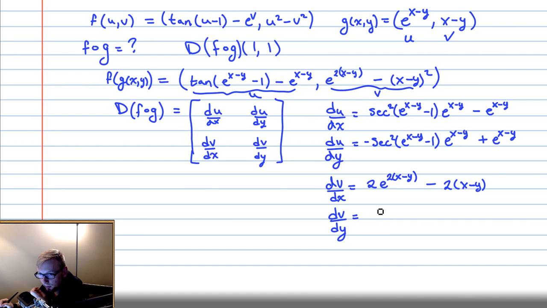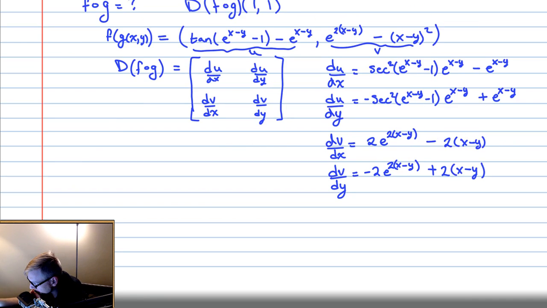Okay. dv dy. How are we going to do this one? Pretty much the same thing, but now there's negative signs involved. This will just be negative 2e to the 2x minus y. Okay. This one, look, the 2 is going to come down, and then you multiply by the derivative of the inside, so the derivative of negative y is just negative 1, so the negatives will cancel out, so this would be a plus 2x minus y.